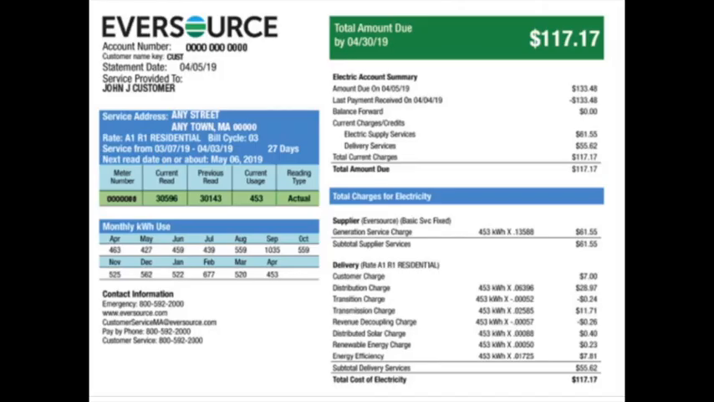So here is a sample electric bill from the energy company. I just wanted you to see where the kilowatt hours is on there. So here we have current usage from this hypothetical John J. customer. And over here we have the amount that he is being charged for using 453 kilowatt hours. And as you can see, the rate here is 13.588 cents per kilowatt hour.